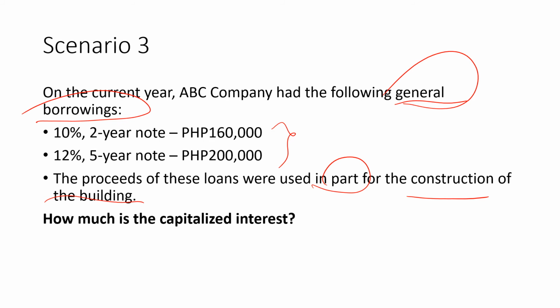Conservative tayo kasi nga yung 160 at 200, di naman talaga lahat yan ginastos for the construction of the building. So therefore, hindi pwede yung actual borrowing cost. Kunin natin yung lower sa kanila. Ayan. So ang tanong, how much is the capitalized interest? So solve natin doon sa next slide.